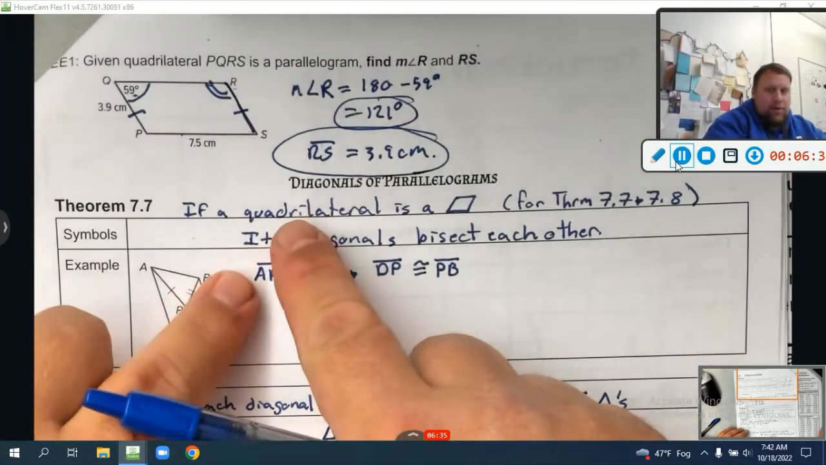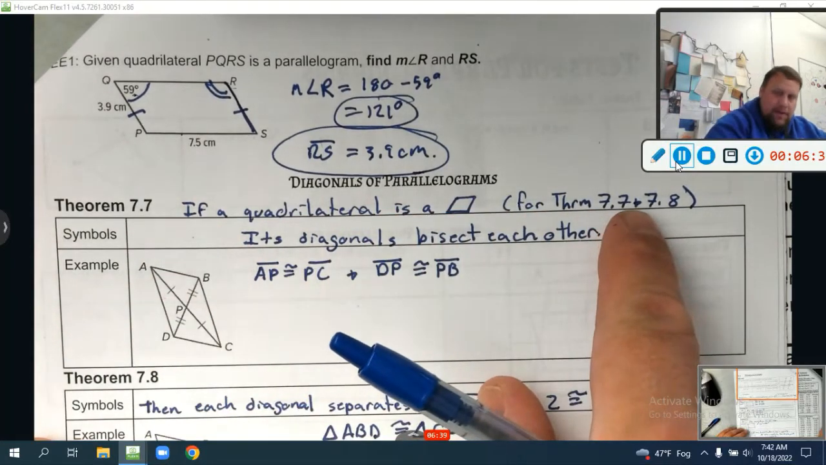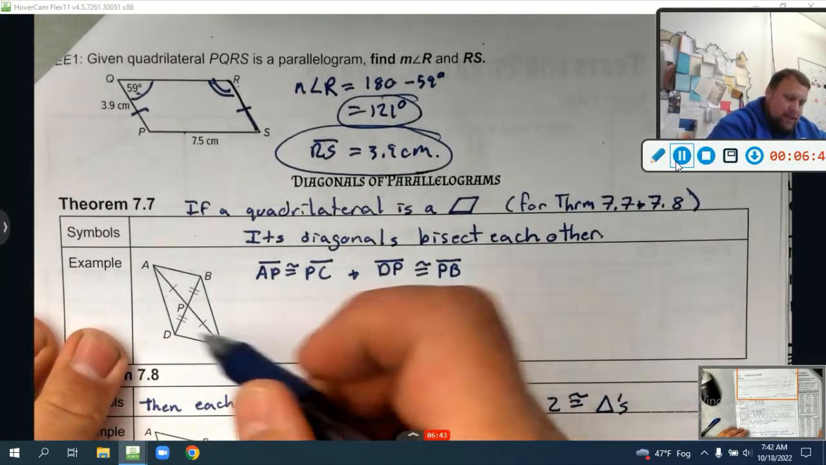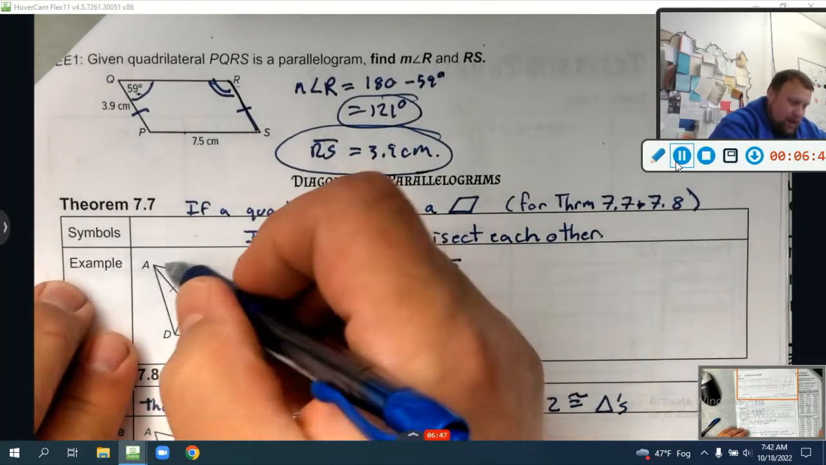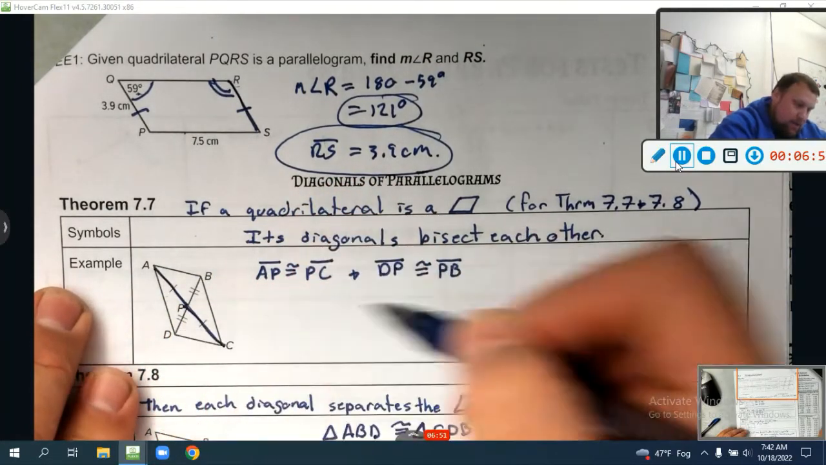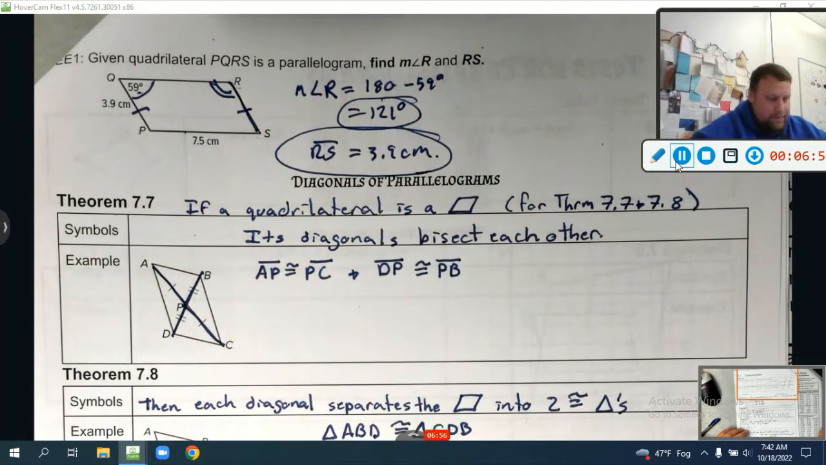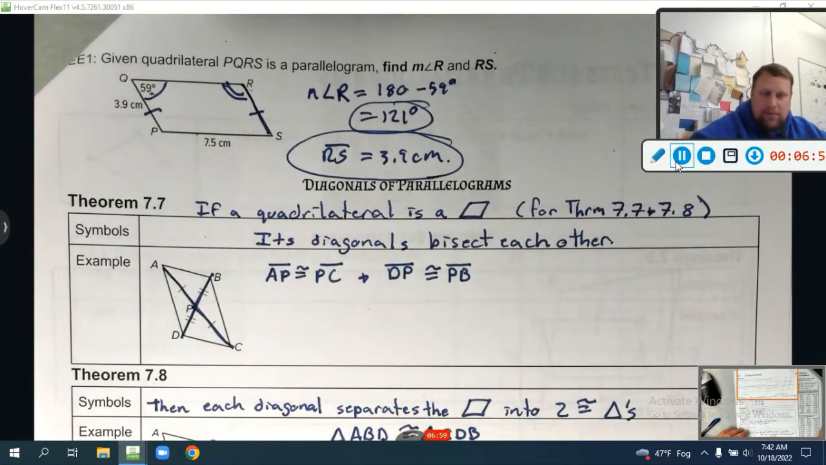Again, I want you to write down one more time, if a quadrilateral is a parallelogram, for theorem 7.7 and 7.8, then what do we know? Its diagonals bisect each other. So when I do these diagonals, they cut each other in half. So AP right here is congruent to PC. In the same way, we know that DP is congruent to PB. And notice we start creating some triangles. We can start creating some triangle congruencies.